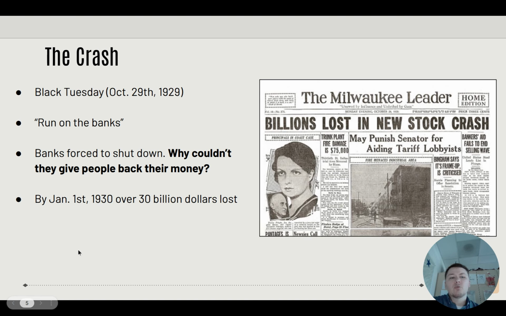There's a, quote, run on the banks. So the stock market, where everybody, like, think Wall Street, Wolf of Wall Street, it crashes. Big red line all the way down. Why is it crashing? Well, here's the thing. There are all these different stocks being bought on inflated values.